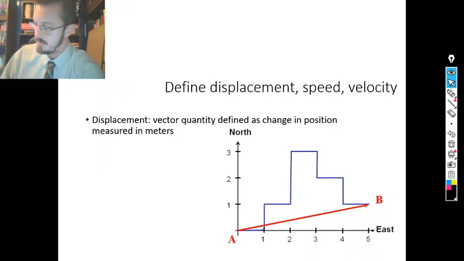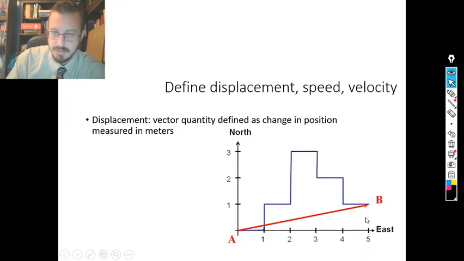So what I say, root 26. What's the square root of 26? 5.09. I would say 5.1. So yeah, about five blocks here. A little bit more, right? A little bit more. Anyway, so that's displacement.